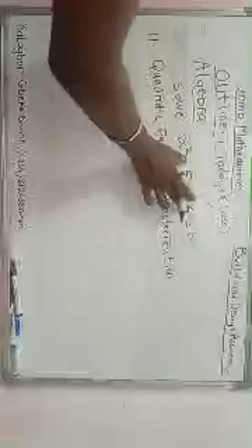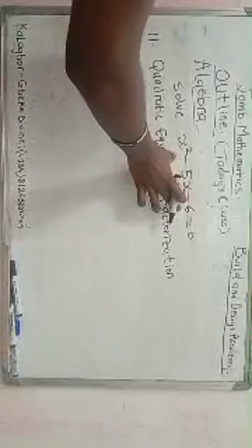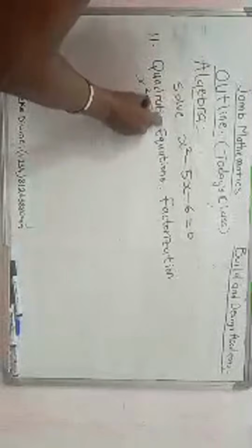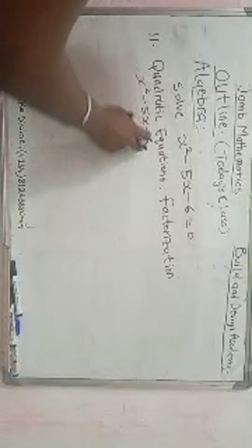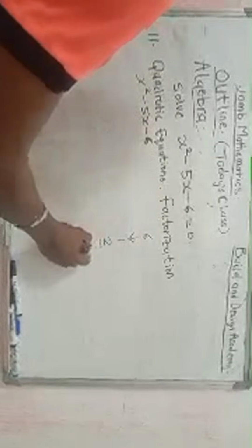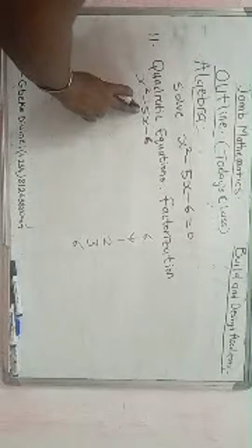Alright, let's take out this expression first. Remember, everything must be equal to 0, right? So we need to get this expression out, factorize it, then equate it to 0 individually. If we take out x squared minus 5x minus 6, the coefficient of x squared is 1. 1 times 6 will give us 6. The factors of 6 are 1, 2, 3, and 6. Now we need two numbers that when we add them, we get what?